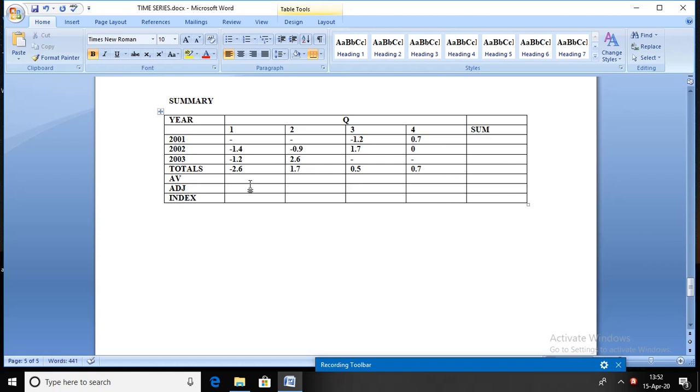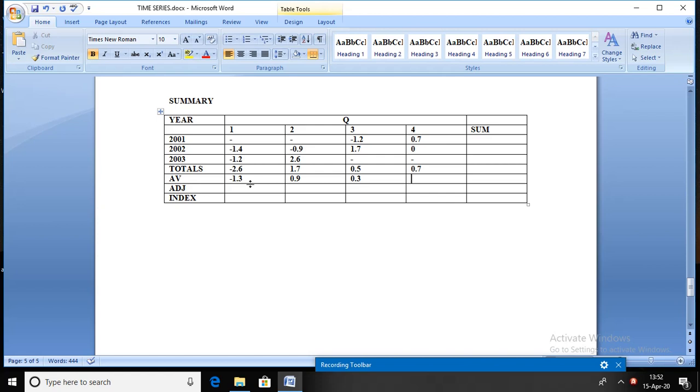So the average for quarter 1 at this stage is negative 2.6 divided by 2, that is going to be negative 1.3. What's the average there? 1.7 divided by 2, that is going to be 0.9. That's a rounded off figure. Then 0.5 divided by 2, that is going to be 0.3, rounded off to the nearest one decimal place.